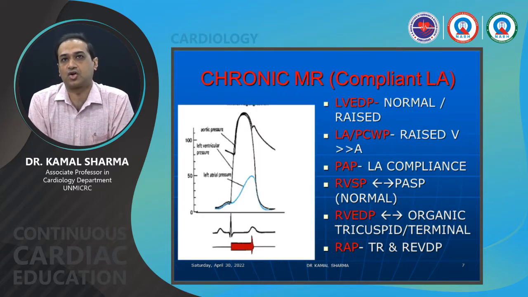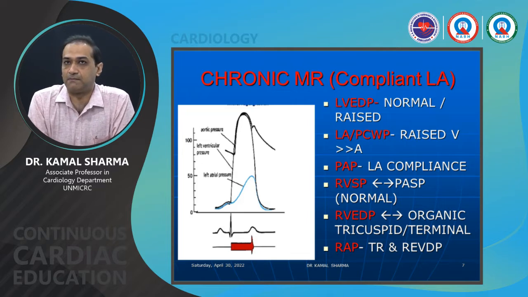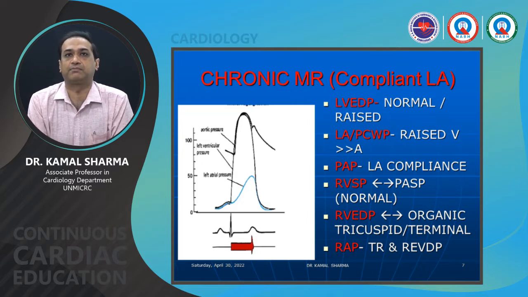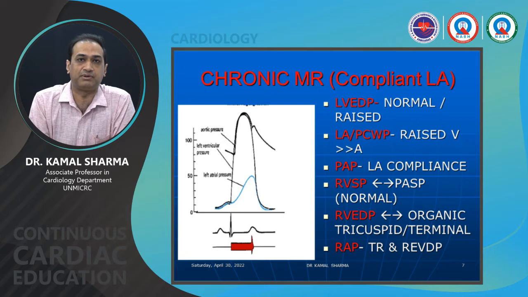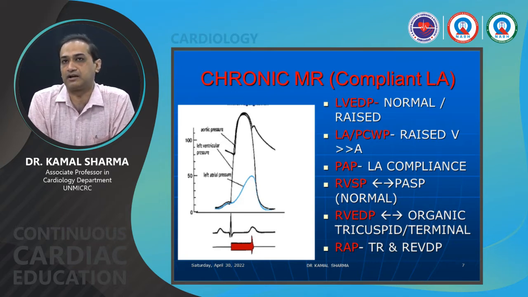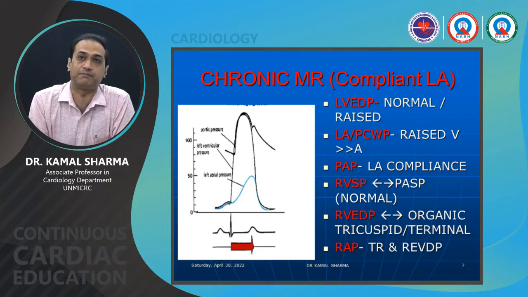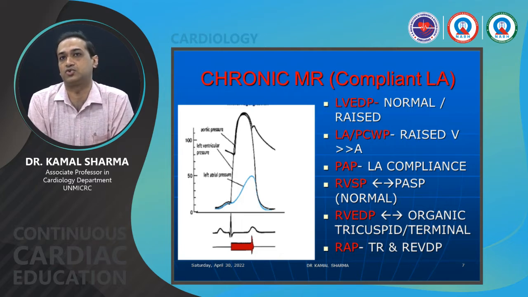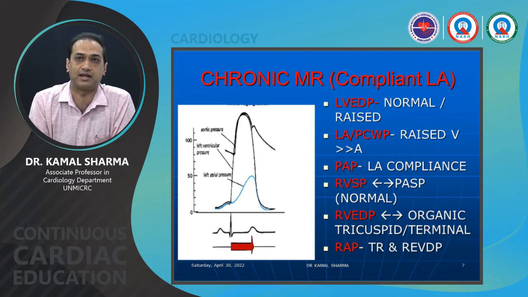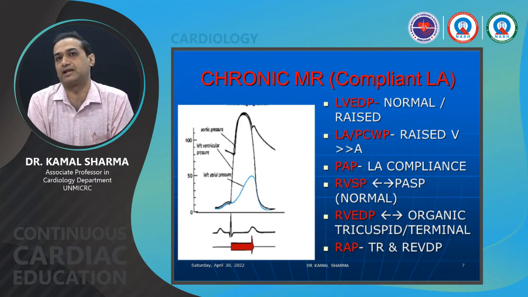In chronic MR, because of the compliant LA, LV end diastolic pressure may rise, and a rising LVEDP would actually suggest a failing left ventricle. LA and wedge pressures are both raised, especially the V waves. V waves are reflective of a regurgitant or compliant LA, with the LV pushing its blood in systole into it. So V is usually more than A in MR, and PA pressure would again be determined by the LA compliance.